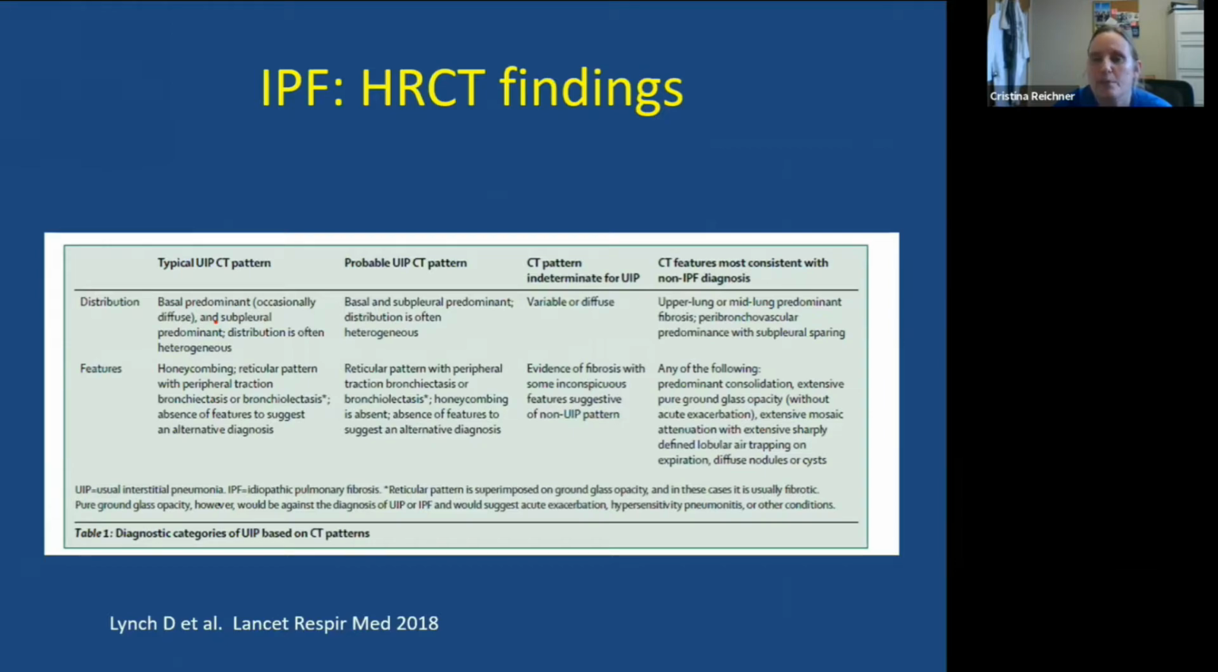So for example, upper lobe predominant. Again, before I told you this is really a lower lobe predominant disease. If it's peribronchovascular predominance, so again, for that, we think of things like sarcoidosis. If they have a lot of cysts, if they have nodules, air trapping, and all those features, this is really not consistent with a UIP pattern.